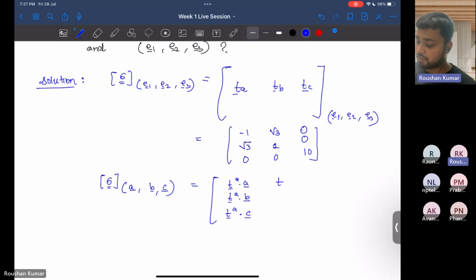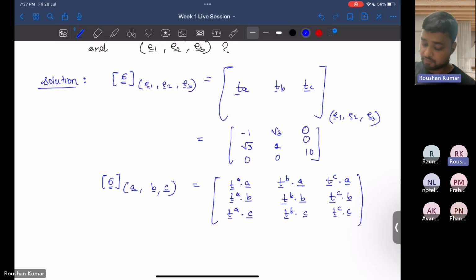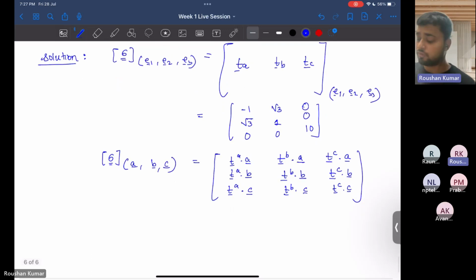Similarly, the second column represents traction on plane B, and we want to find the traction on plane B along the A direction, so it becomes TB dot A, along the B direction it becomes TB dot B, and along the C direction it becomes TB dot C. Similarly, traction on plane C along the A direction is given by TC dot A, along B, TC dot B, and TC dot C. We know the values of TA, TB, TC and the A, B and C vectors, so simply we have to do the dot product of each traction vector with the direction vector.